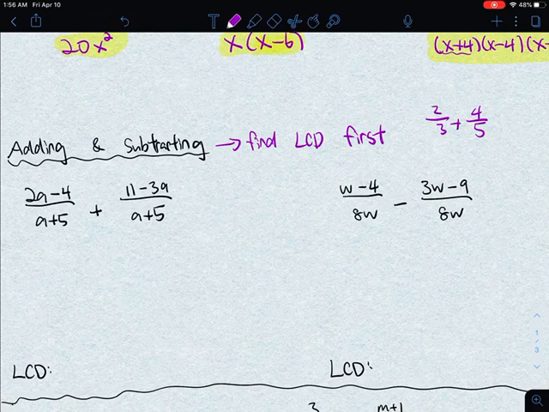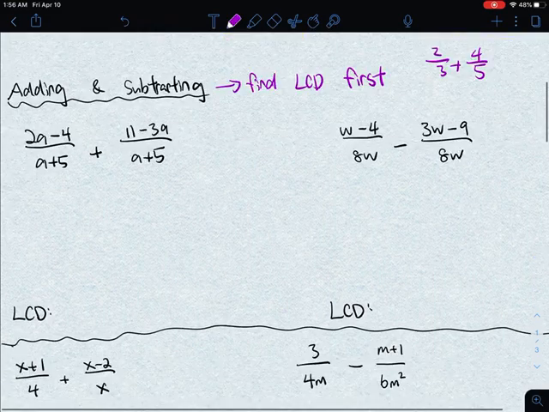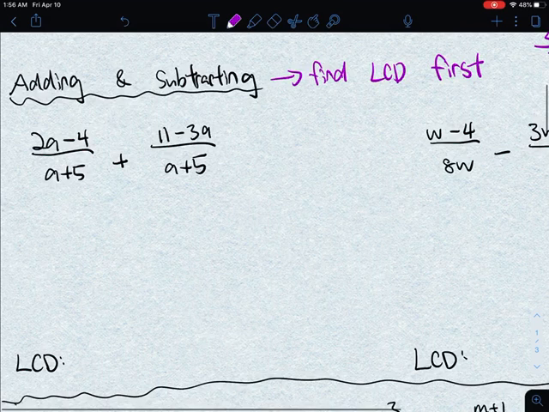Just like what we saw last time when we did adding and subtracting with just regular numbers, like 2/3 plus 4/5. We can't just add up the 2 and 4 and 3 plus 5. We have to find an LCD first. Okay, so same thing over here.